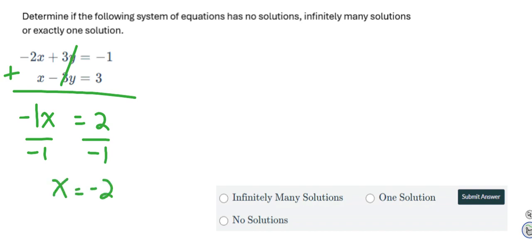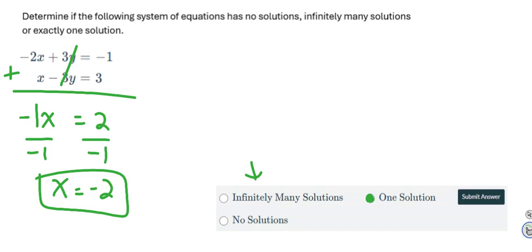Okay, when we get an answer, we can stop here. We got an answer for x. It doesn't ask us to put, it just asks us to pick one of these, right? So if your x is still there, or let's say we solve for y and your y is still there, we get an answer for x or y, that means it's one solution. You don't have to keep going to find y. You know it's one solution.